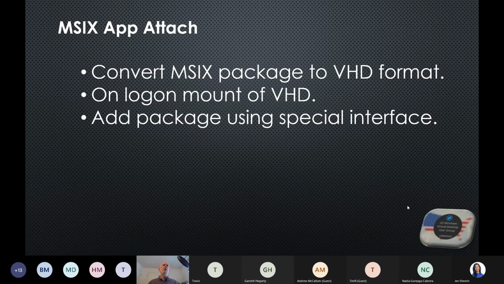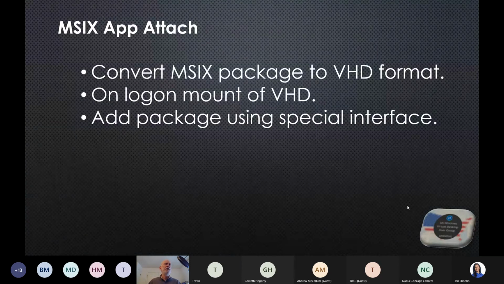So when we look at the lower portions of App Attach, what do we do? We take the MSIX package, which is basically a fancy zip file, decompress it, and throw it into a VHD, which is not compressed. And then we use the normal mounting process. So as a user logs in, we mount the appropriate VHDs in, and we use some special interfaces for the package manager to be able to get that integrated into the user.